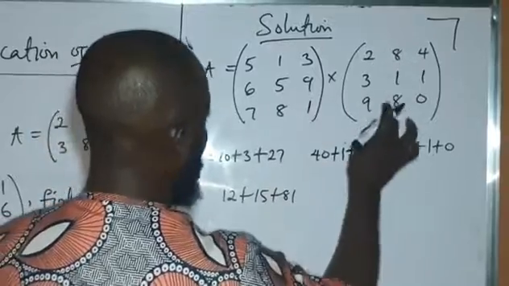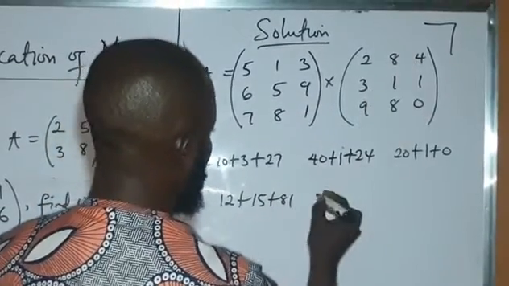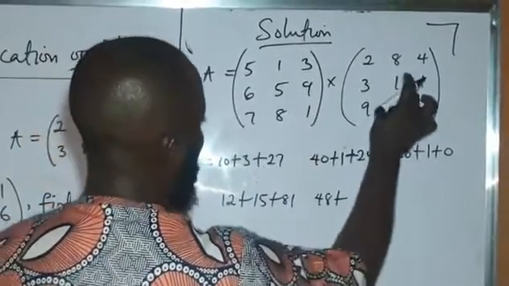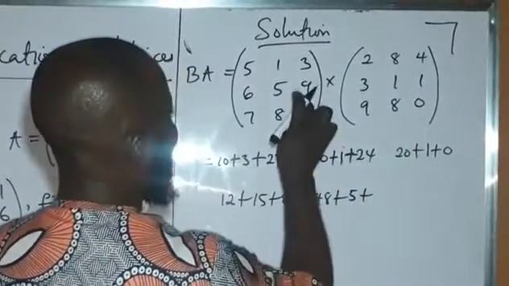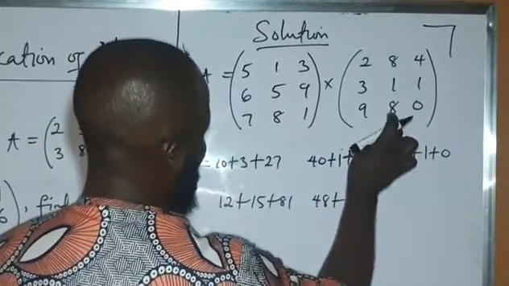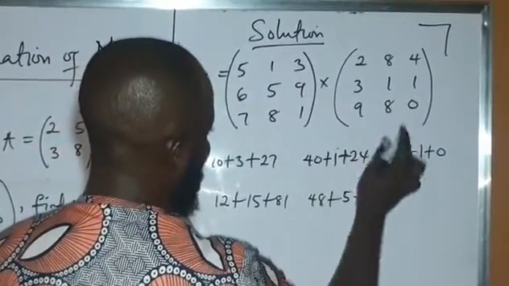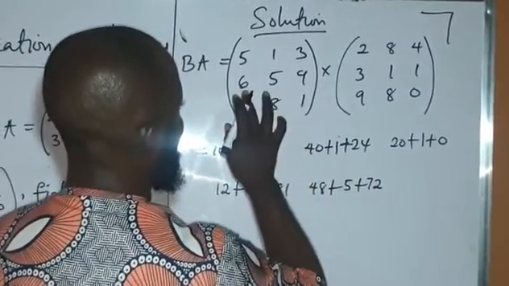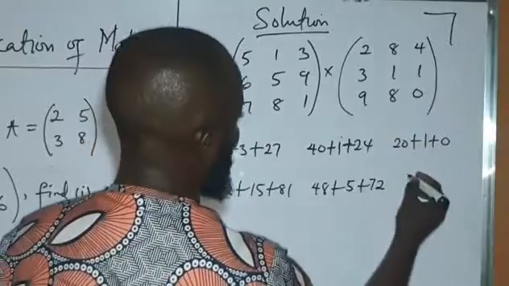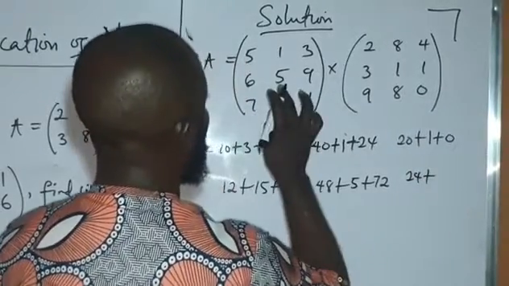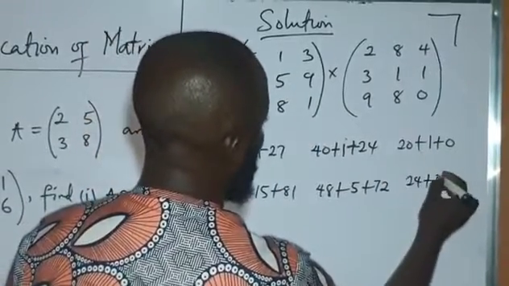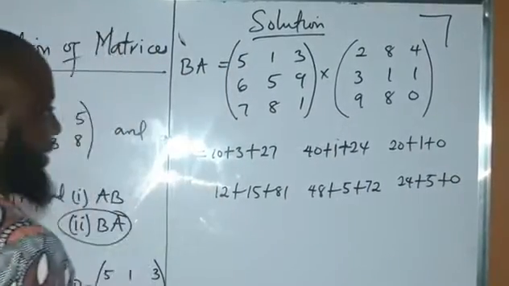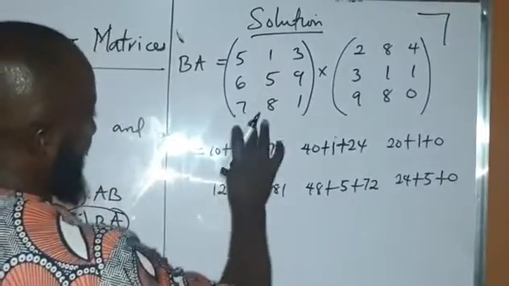So pick this one again for this one. 6 times 8, that is 48, right? Plus 5 times 1, 5, plus 9 times 8, that is 72. Right? Then the last one: 6 times 4, 24, plus 5 times 1, 5, plus 9 times 0, 0. So that is good. Move to the last row.